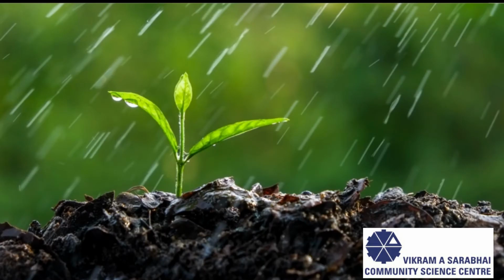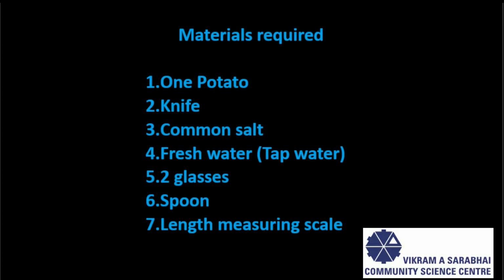A common example of osmosis is plant roots absorbing water from the soil. Let us learn how we can understand osmosis practically by performing an activity at home using basic materials. The materials used to perform this activity: potato, knife, common salt, fresh water, 2 glasses, spoon, length measuring scale.